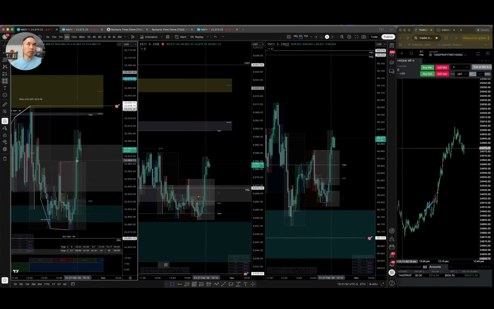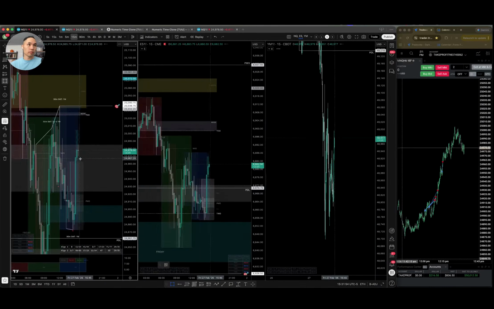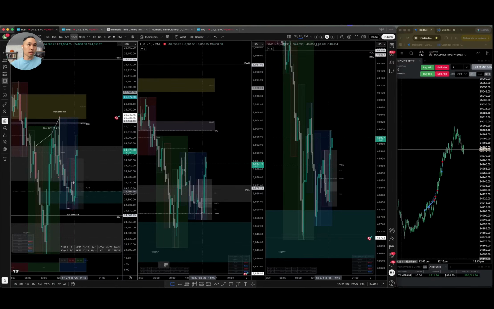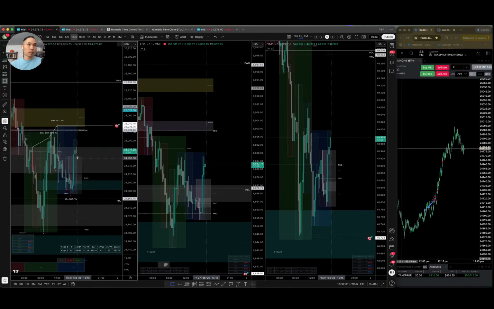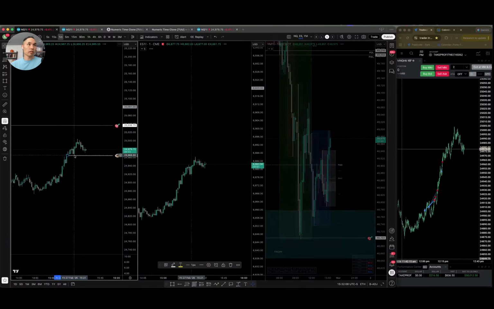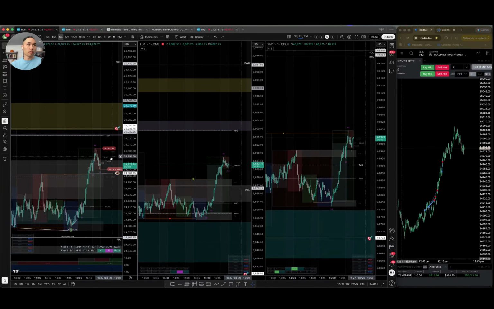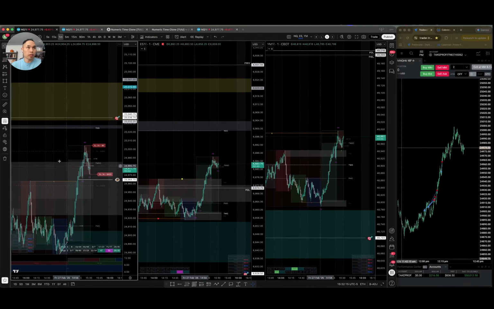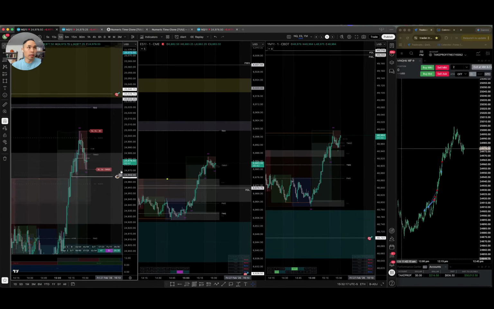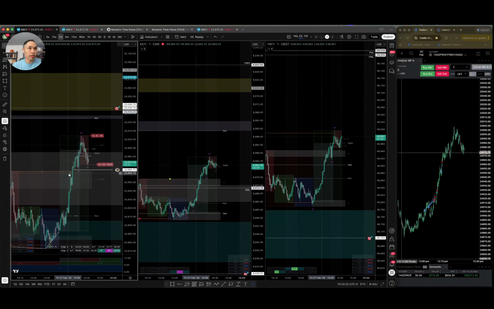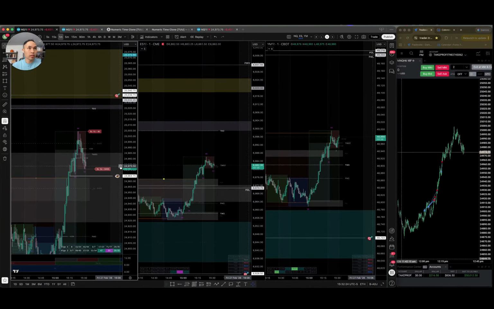Monitoring this gap. This is a huge gap here. So I'm just going to monitor this with a little eyeball. Watching there. It's my area of interest there. And it's also at this previous, yeah, this 1-minute gap's really nice. It's at this previous cycle high as well.